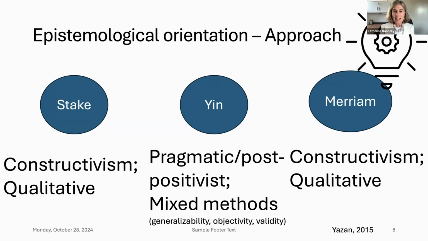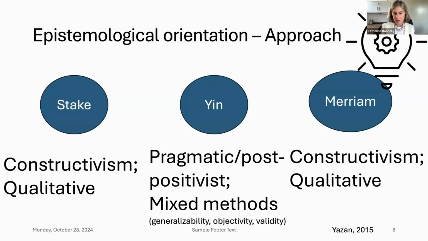Yin, on the other hand, he actually never explicitly states his epistemological orientation. I think we can allude to it and understand it because he talks in much more of a post-positivistic perspective. So he's much more about quantitative data and qualitative. He talks about mixed methods and collecting lots of different data. And again, he uses much more of this idea that there is a truth and an answer in this world, and that by collecting multiple sources of data, we can triangulate that data to come up with an understanding of the phenomena that we're interested in. Whereas that is not Stake's perspective at all.